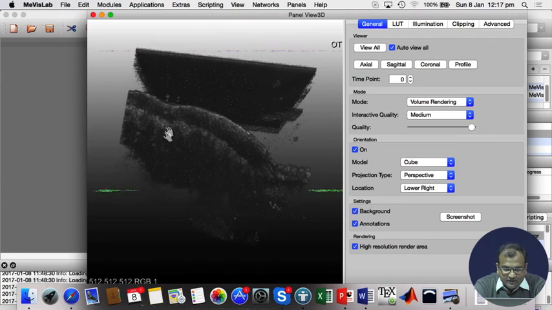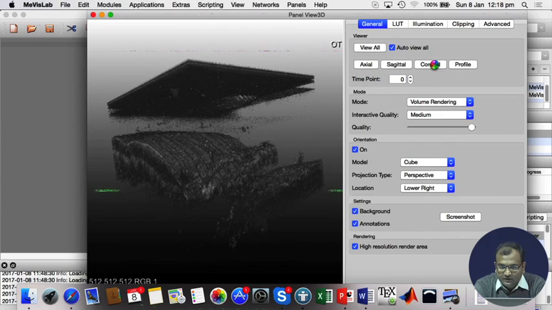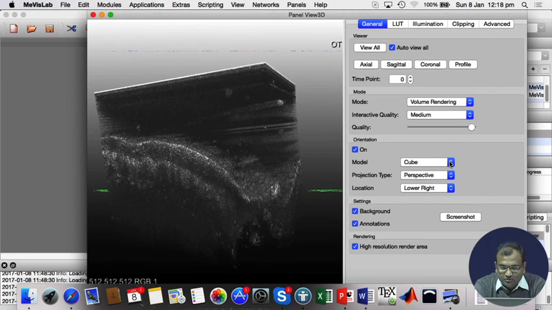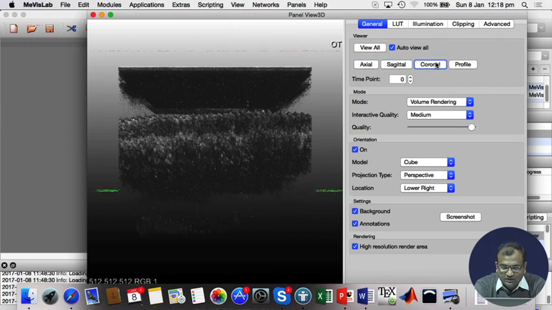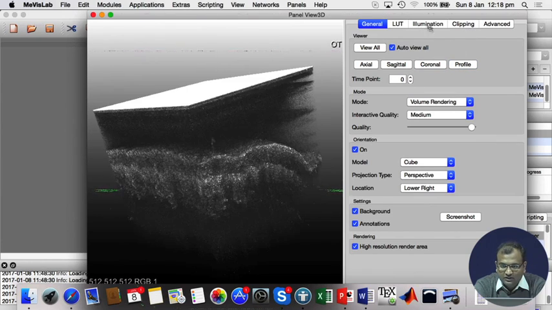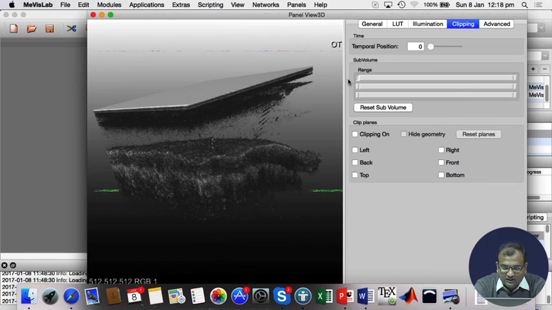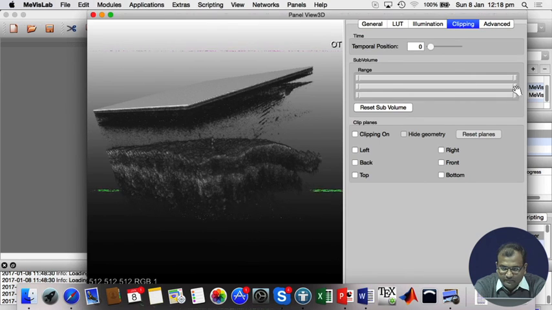Now you can make some movements or motions over there to see how it looks. Yes, it does take a bit of time based on what orientation and what kind of modules you are going to render. You can look into an axial, sagittal, or coronal orientation, or a profile, which is basically any intermediate orientation, and you can again rotate and look over there. You can do clipping of the ranges. Say I want to clip along that side. I wanted to basically clip along the Z axis.